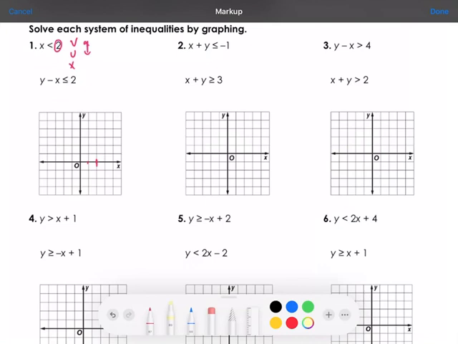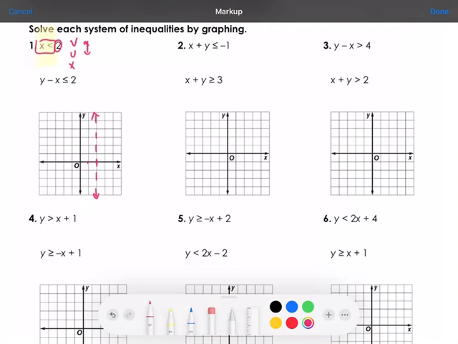Before I draw that line, I want to know if I'm going to do it dotted or solid. This is x is less than. Since it's not less than or equal to, it's going to be a dotted line, which means it does not include points that are on it. It's like the open dot idea that we learned at the beginning of the year. So that's my vertical line at 2.